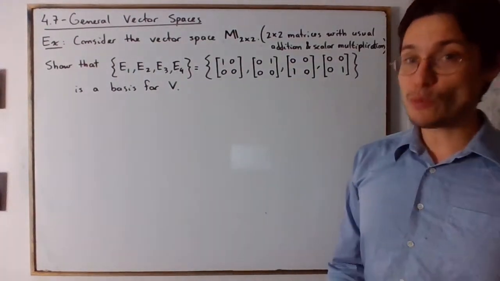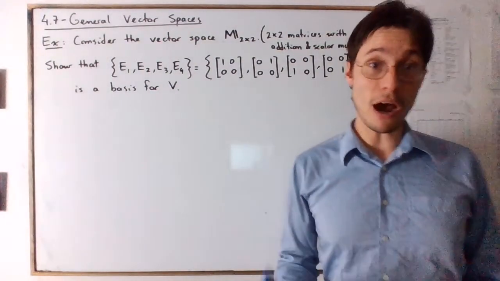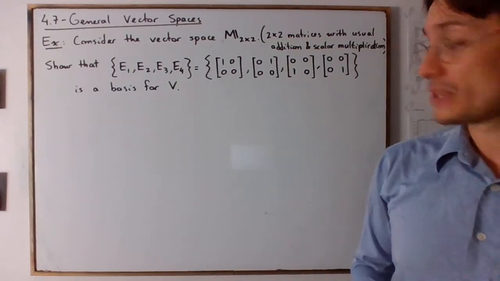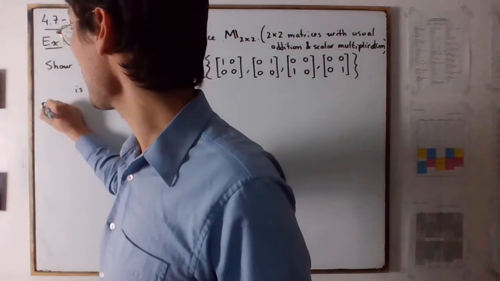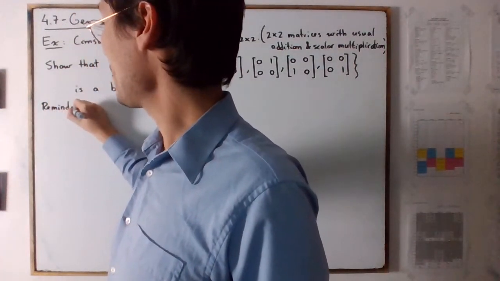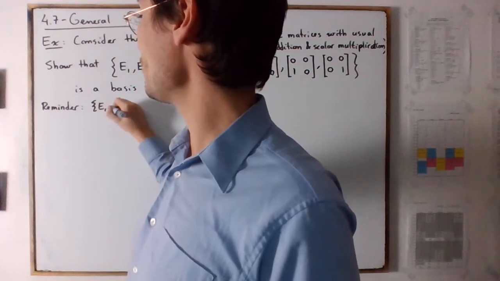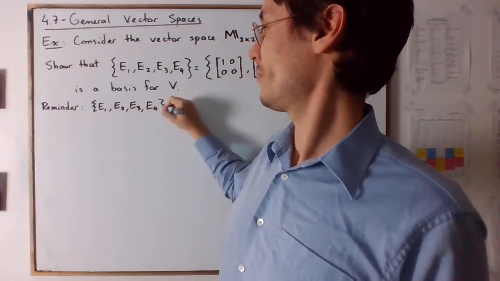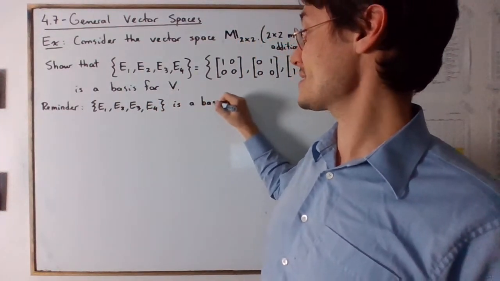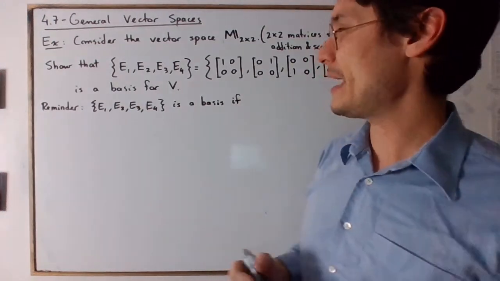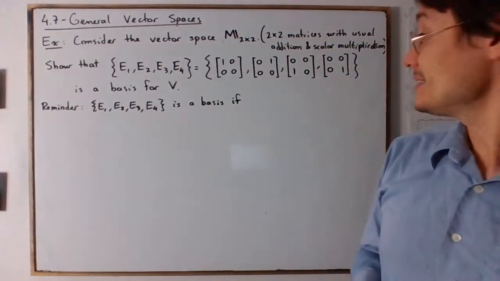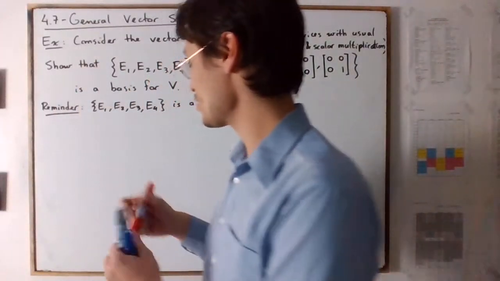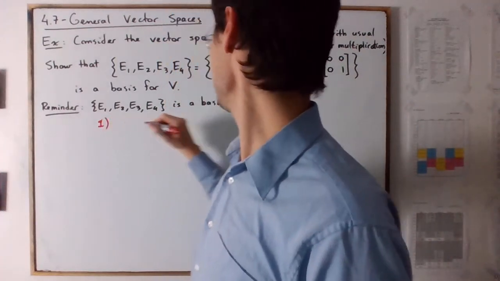Okay? And what we have to do is to check the two properties of a basis. So I will actually remind these two properties before we begin. So I'll do it in black. So, reminder that E1, E2, E3, E4 is a basis if, and we had two conditions, okay? These are the same conditions as what we have seen in Rn, okay? So the first condition being that it's linearly independent.